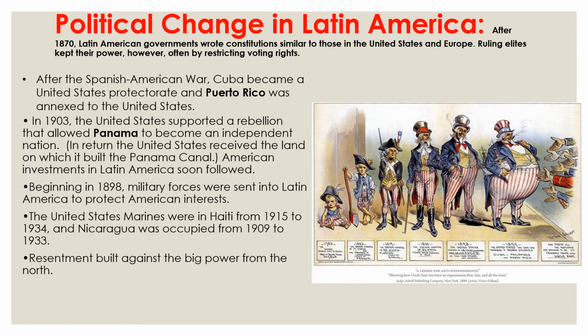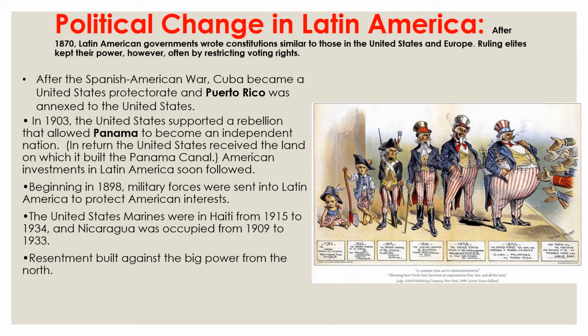In 1903, the United States supported a rebellion that allowed Panama to become an independent nation. In return, the United States received the land on which it built the Panama Canal. American investments in Latin America soon followed and continued to benefit America more than the local populations. Beginning in 1898, military forces were sent into Latin America to protect American interests there, American economic interests.